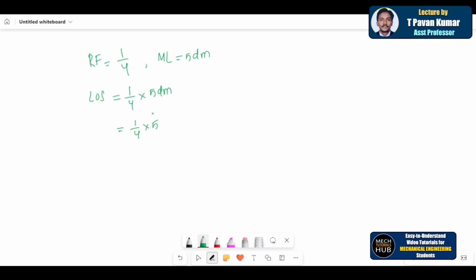If I want to convert decimeters to centimeters, what is the conversion? 1 decimeter is equal to 10 centimeters. So I'm multiplying 10 with 5. The dimension is something like this, which is equal to 50 by 4. If I calculate, finally I'm going to get a dimension of 12.5 centimeters.